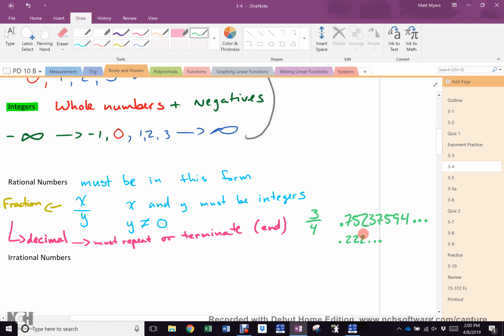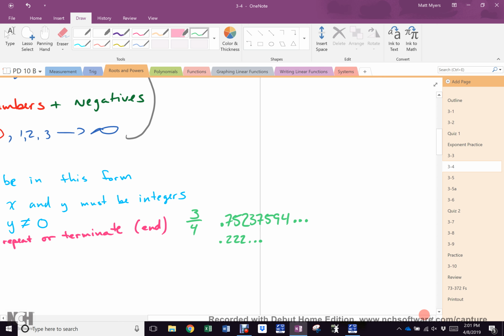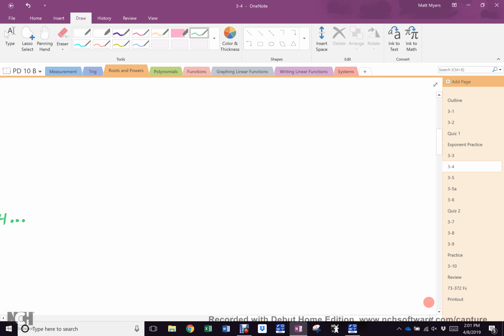Now, being the intelligent young people that you are, without writing this down, tell me if this is a rational number. It is. Why?